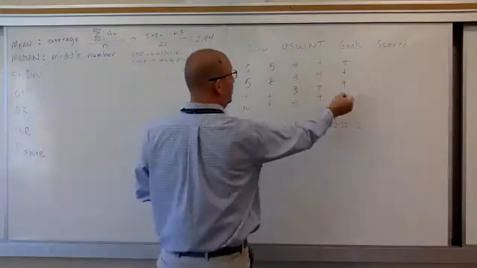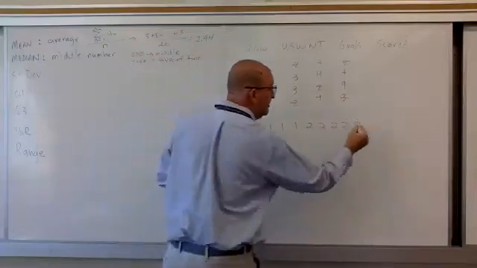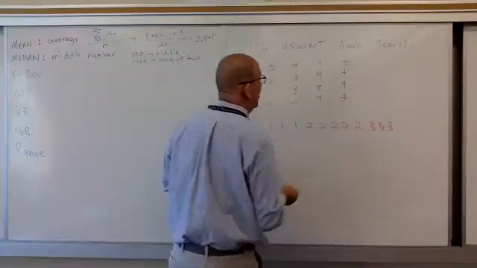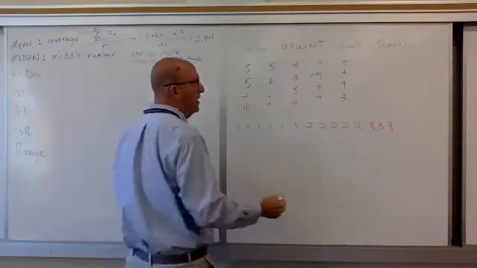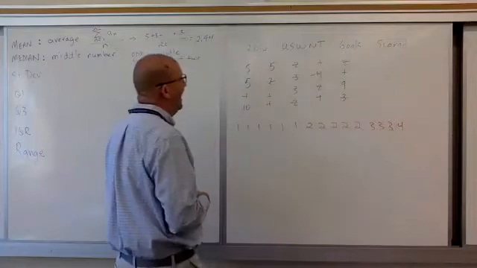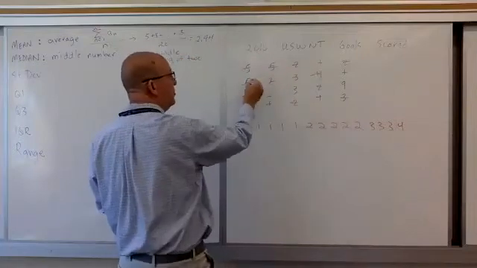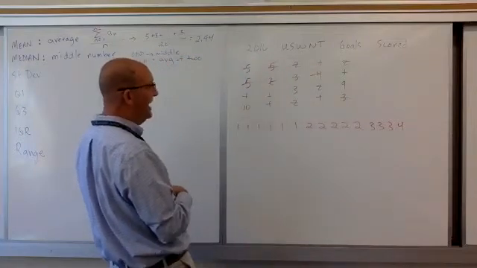1, 2, 3, 3 3s. 1, 4. Is that right? And then 1, 2, 3 5s, a 9, and a 10.